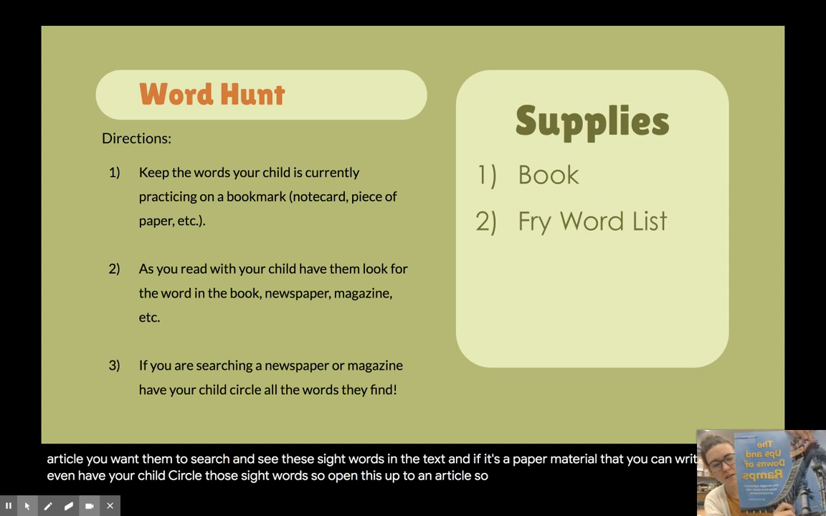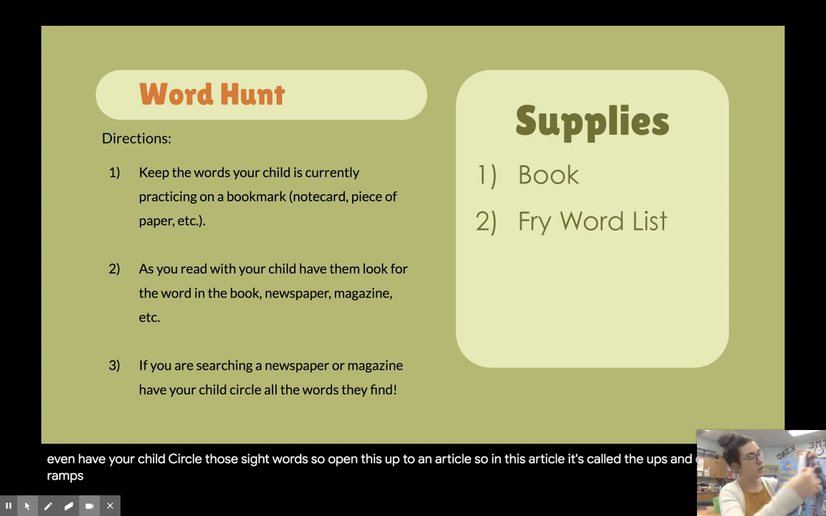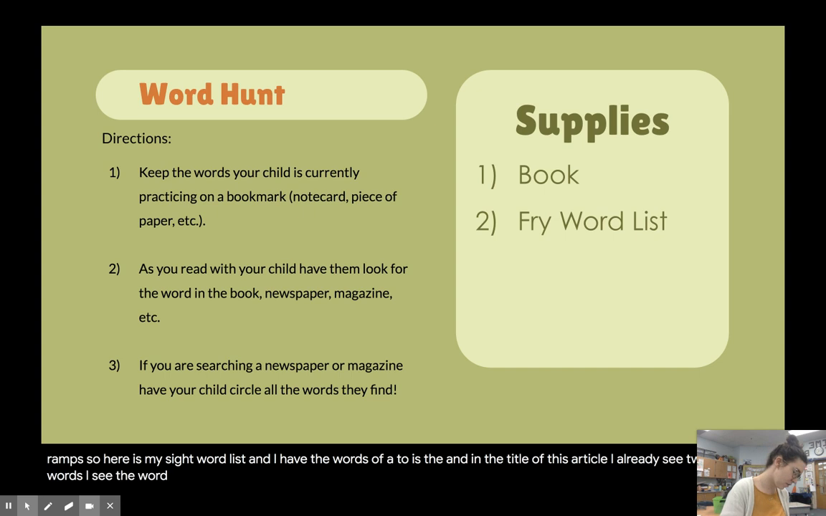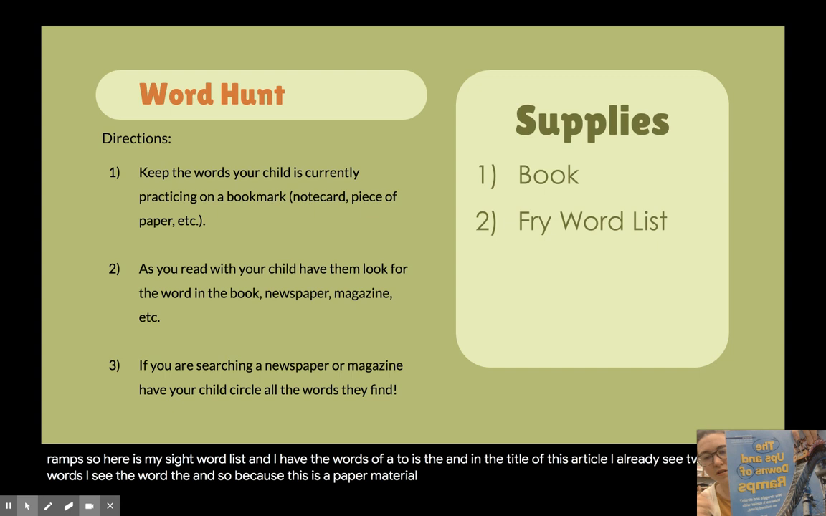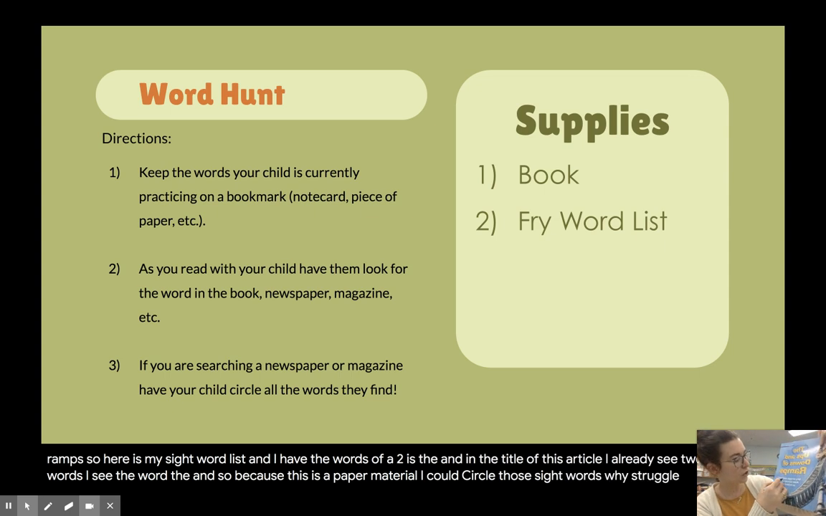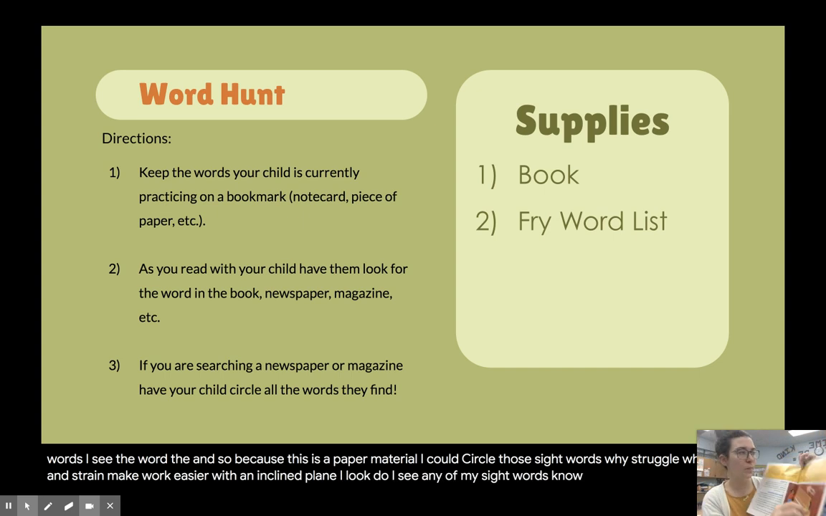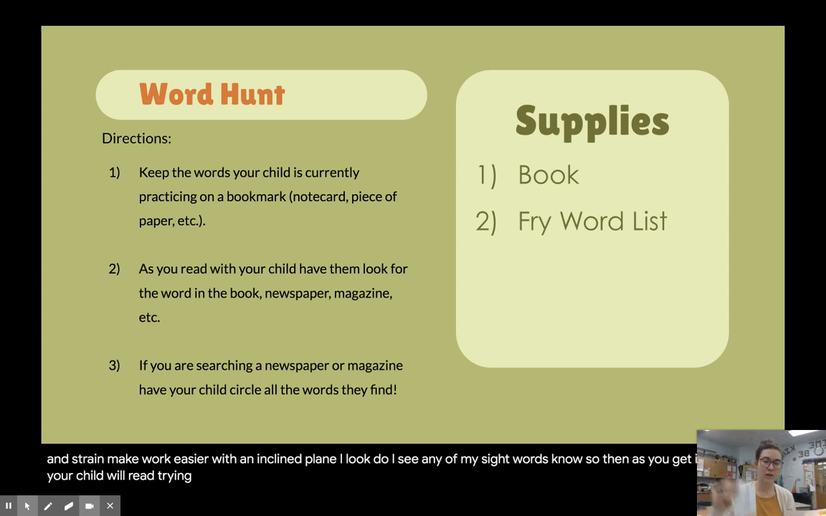So in this article, it's called The Ups and Downs of Ramps. So here's my sight word list, and I have the words of, a, to, is, the. And in the title of this article, I already see 2 of the sight words. I see the word the and of. So because this is a paper material, I could circle those sight words. Why struggle and strain, make work easier with an inclined plane? So again, I look, do I see any of my sight words? No. So then as you get into the text, your child will read, trying to find the sight words on their note card.